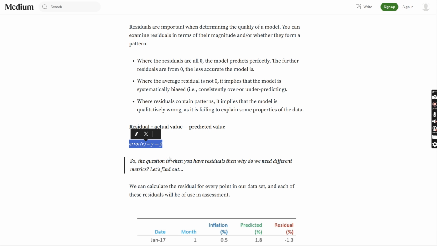are you following me, what error means? Error means the model is going out of the way, making miscalculations by so much amount. So that is what the error is. Did you understand this residual?